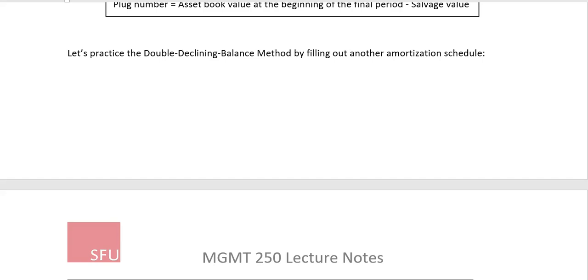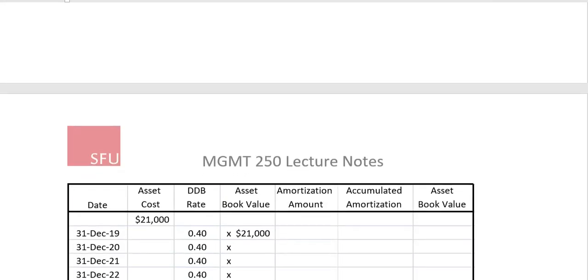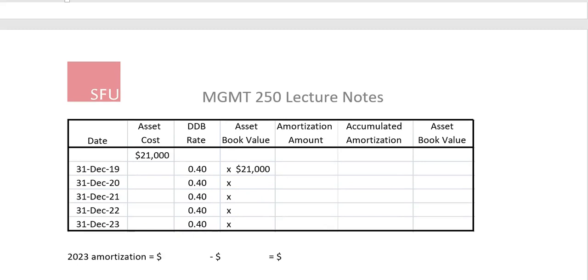So we're going to go ahead and build another amortization schedule for the DDB method. This is a good place to stop the video. We'll continue with this in the next clip.